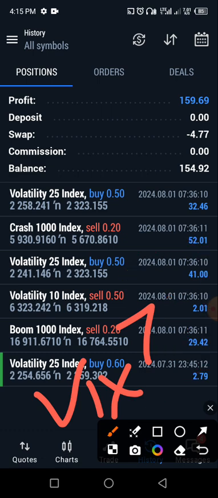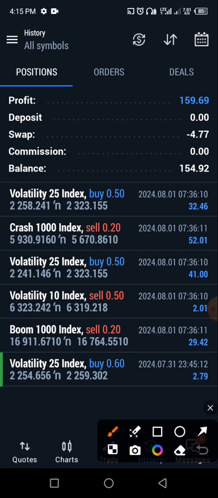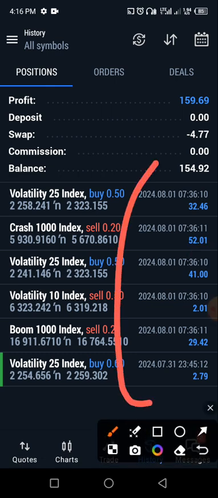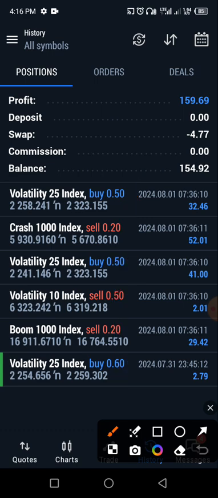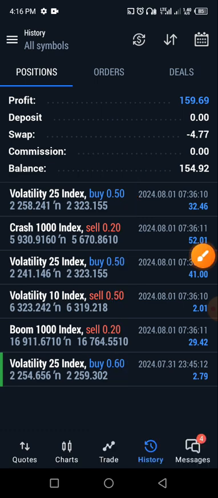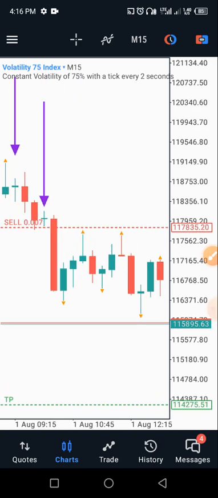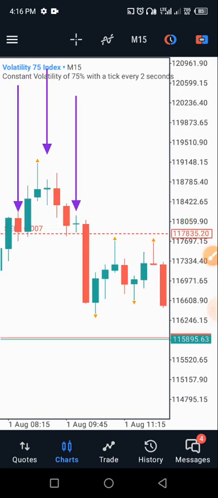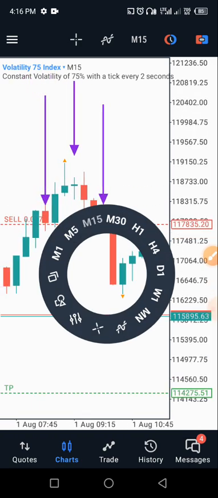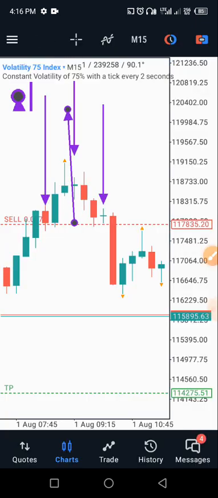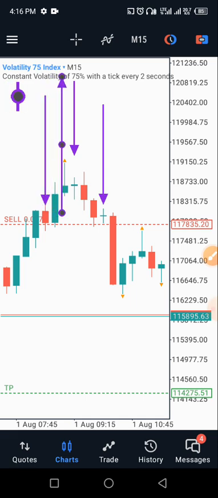I will soon close the trade in profits like this, other markets we can see here. Okay, so I'll just head over to my chart now. On my chart you can see that we are going to be using this strategy on the 15 minutes time frame, on the VIX 75 index market.